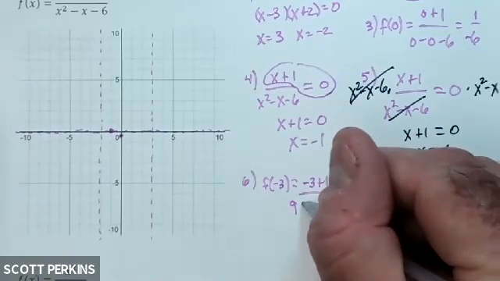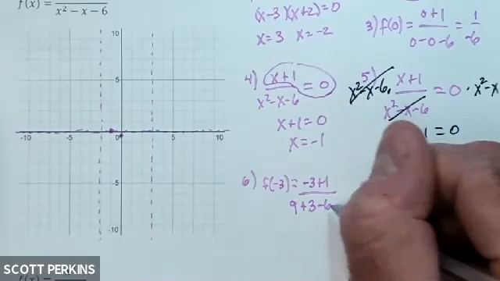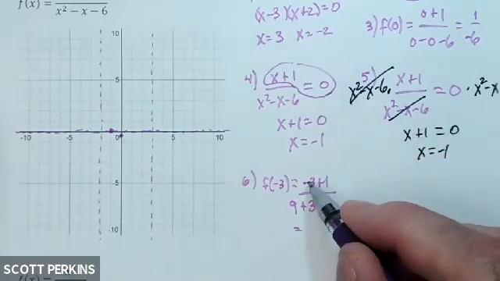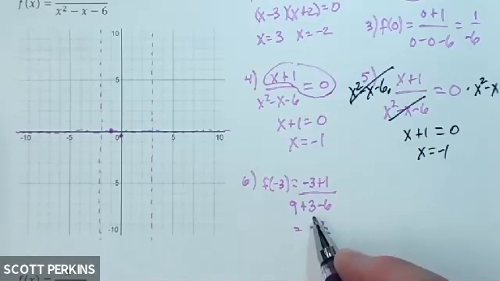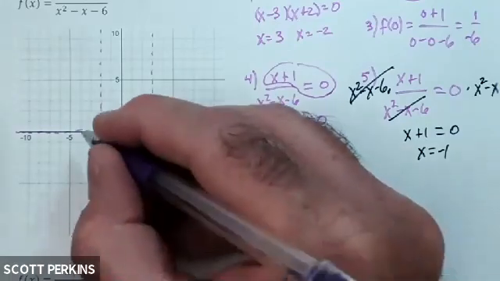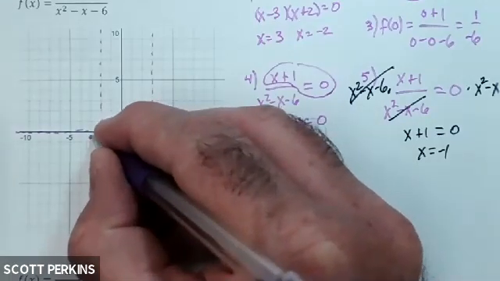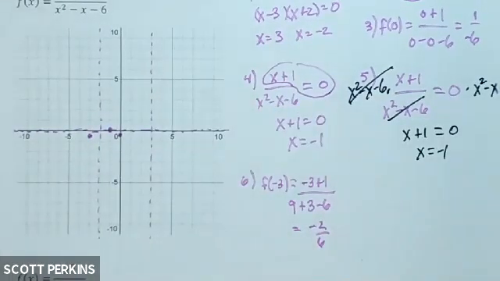Minus -3 means plus 3, minus 6. -3 plus 1 is -2. 9 plus 3 is 12. Minus 6 is 6. So that's -1/3. So at -3, I'm at -1/3. So somewhere in there. And so again, if you want more points, get more points.